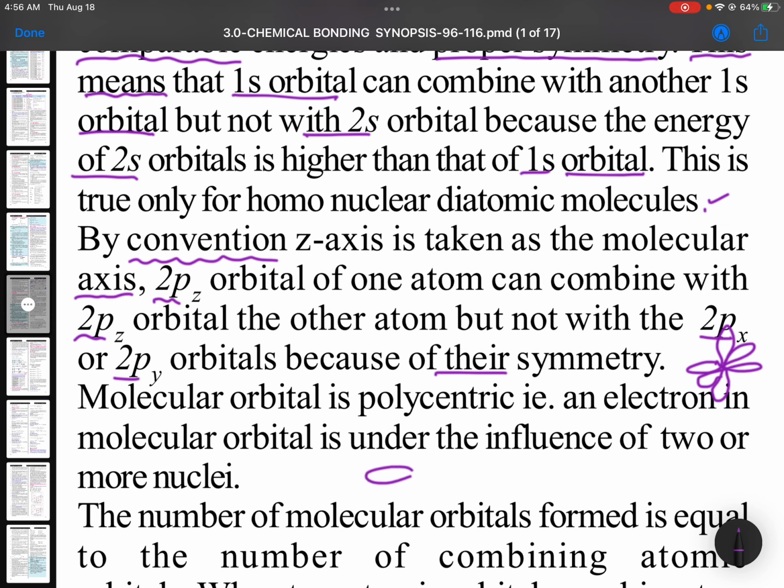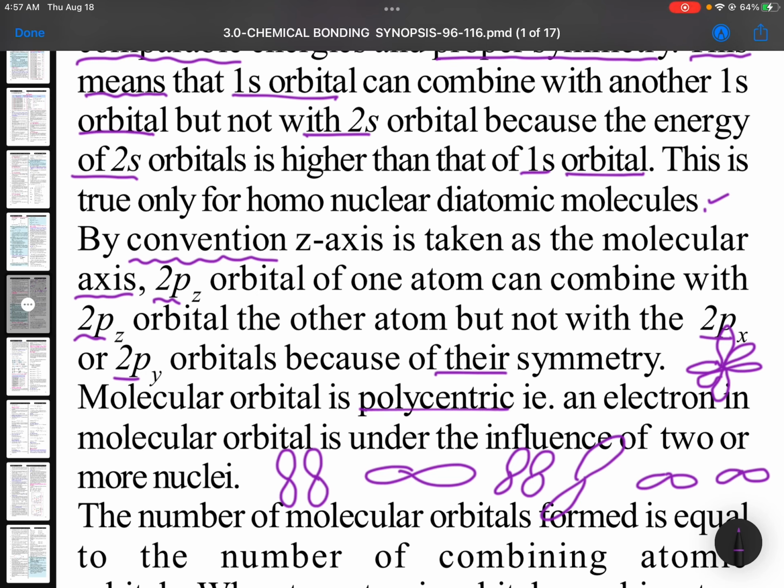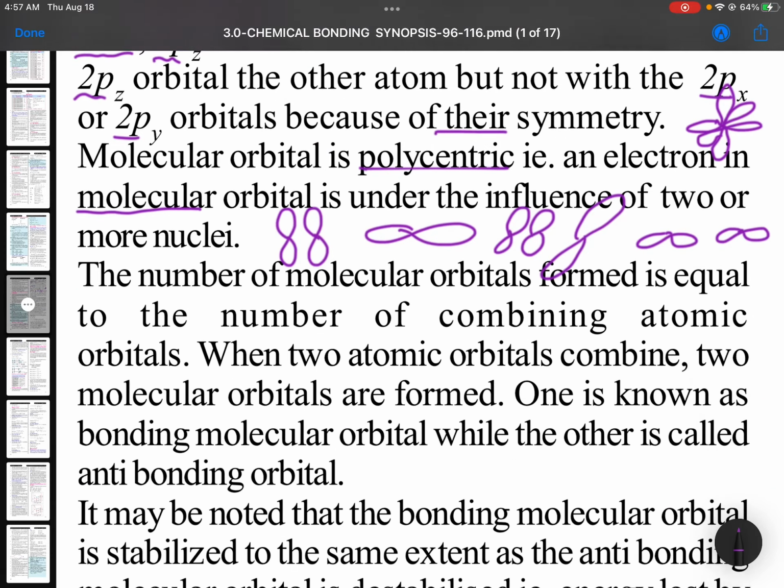So they cannot be combined. For example, the first atom's 2pz orbital is like this, the second atom's 2py is like this. So they cannot mix. A 2px can join with a 2px, a 2py can join with a 2py, a 2pz can join with a 2pz like this. A molecular orbital is polycentric. That is, an electron in a molecular orbital is under the influence of two or more nuclei because it is present in between the two atoms.